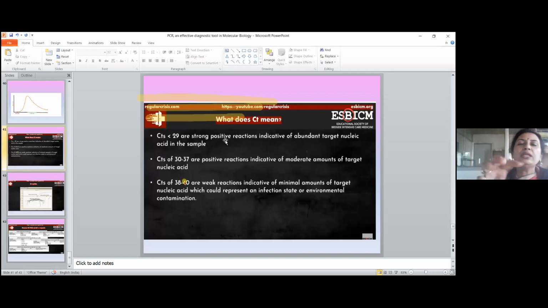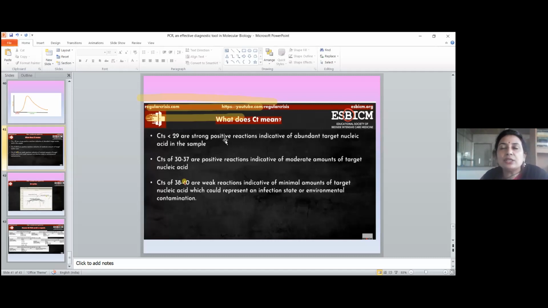Now, in India, we'll talk about CT values. As I told you, what is the CT value? The number of cycles required for amplification to show a detectable fluorescence. If the number of cycles required is less than 29 for detection, then the patient is positive. See, actually, I'll tell you what is the case.